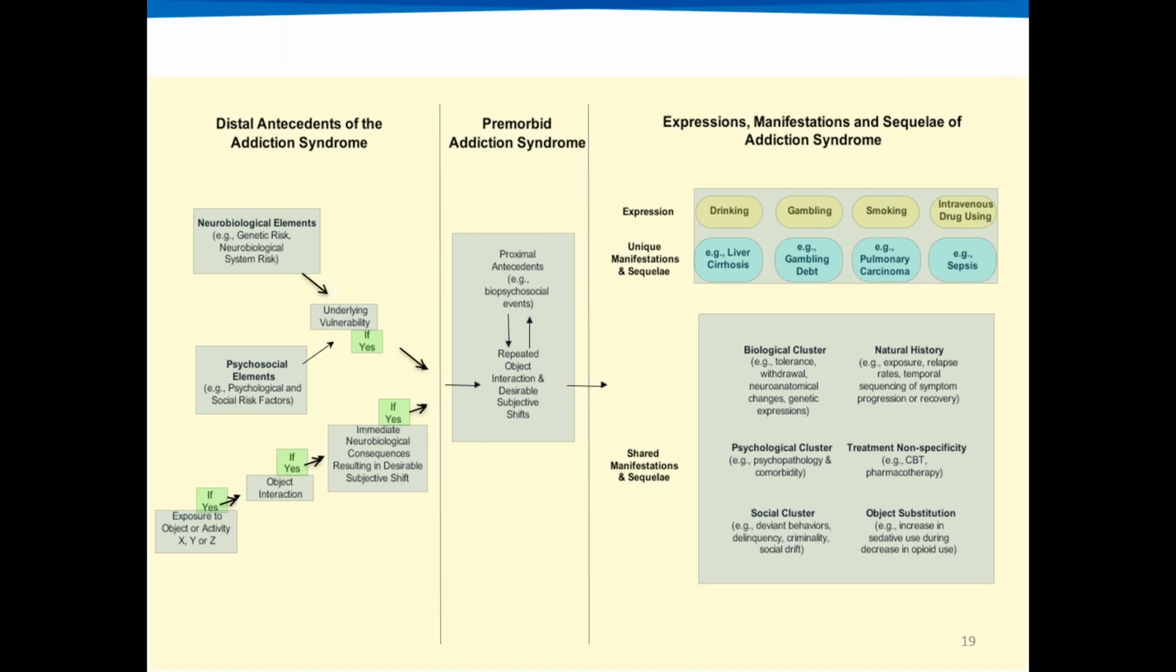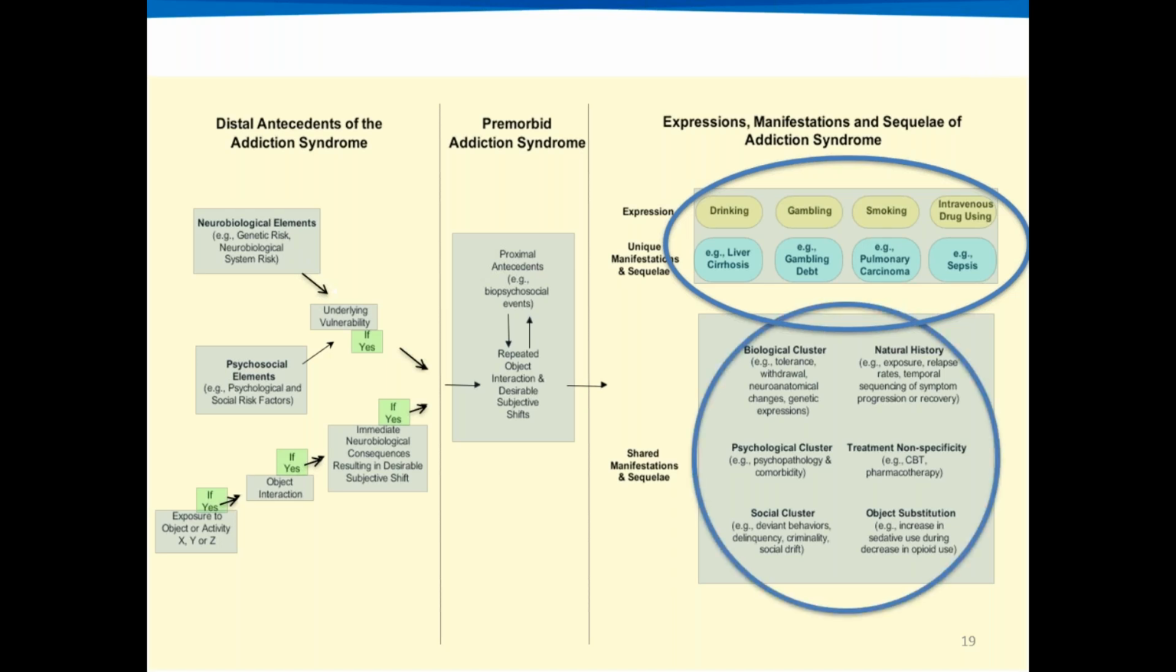Now let's move on to the right-hand side of the panel. Here's where we start to see manifestations and sequelae of addiction, some unique and some shared. So for instance, you can see some unique manifestations and sequelae at the top here. Drinking is more likely to produce liver cirrhosis than gambling debt, of course. Gambling is more likely to produce gambling debt than lung cancer, and so on. These consequences are what comes to mind often when we think about these expressions of addiction as distinct disorders.